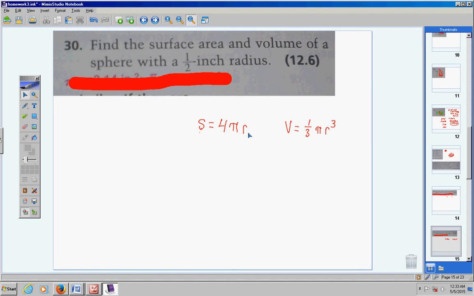Here we go. 4 times 3.14 times the radius, which is 0.5. Alright, grab my calculator. I'm going to type all of this in, and let's see what we come up with here. And it should be what? R squared, by the way. There we go. I'm getting 3.14 inches squared for the surface area, and that is correct.